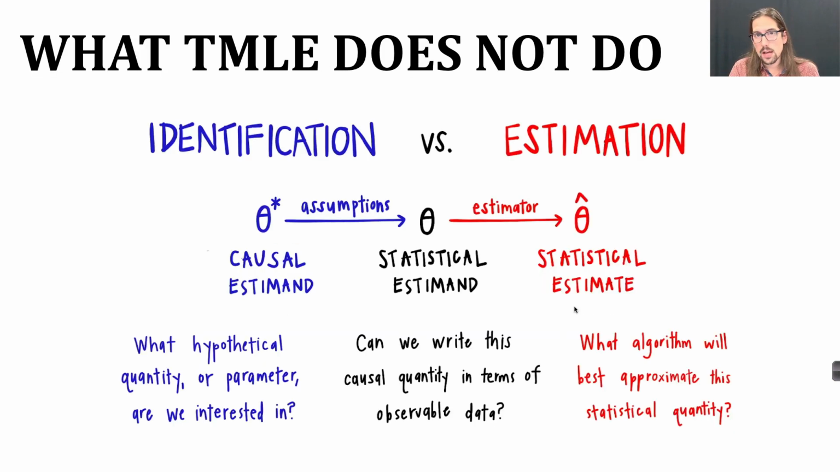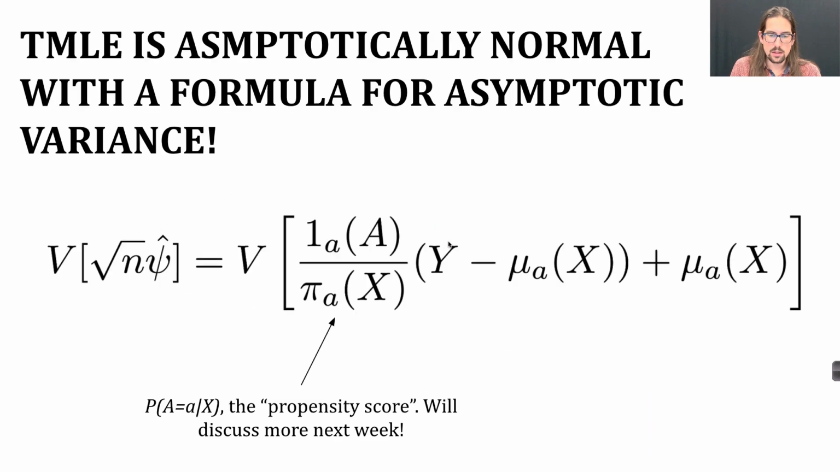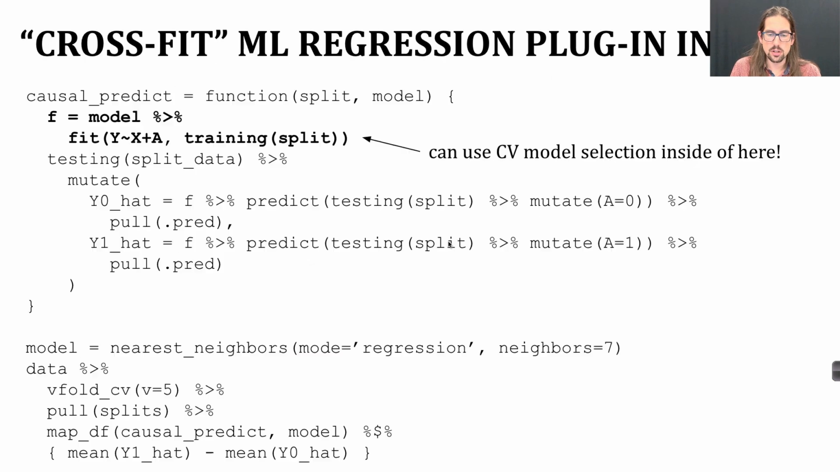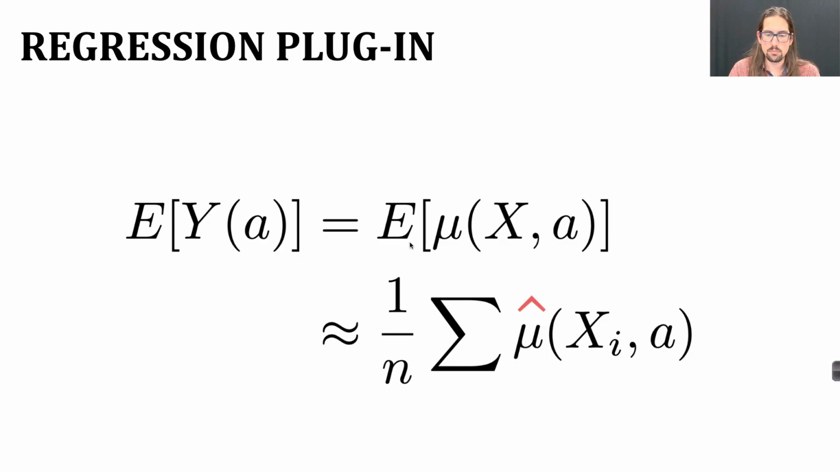Now, what TMLE does not do, just to remind you, is give you identification for free. It lets you estimate this average over a conditional expectation function, right? Once you have this equality, then you can go from here to here. This is what TMLE lets you do, the best you can possibly do.